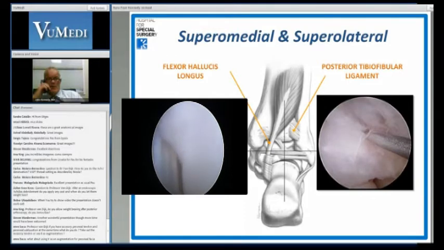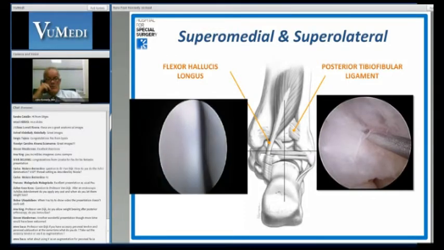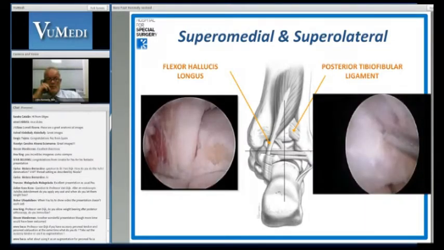Now we're looking at the second quadrant, which is the supromedial quadrant. We're looking at the flexor hallucis longus in this area. We typically start in an anti-clockwise direction on a right ankle and clockwise on the left. And for some reason, this other video does not seem to be working.